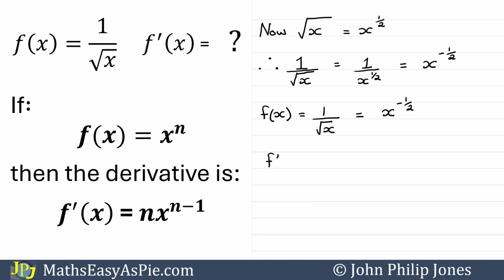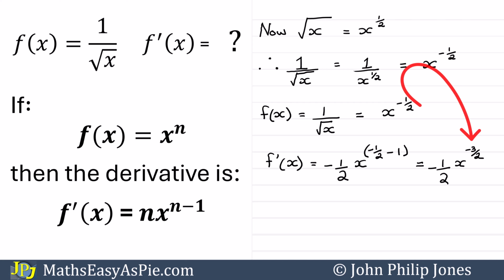So f of x is equal to x to the minus 1/2. We can now say that f prime of x is going to be equal to, we'll bring the power of minus 1/2 down, and then we'll have x to the (minus 1/2 minus 1). And I'll put that in brackets so we can clearly see it. We can go on to say this is equal to minus 1/2 x to the minus 3 over 2, because I've subtracted the 1 from the minus 1/2, which gives me minus 3 over 2.